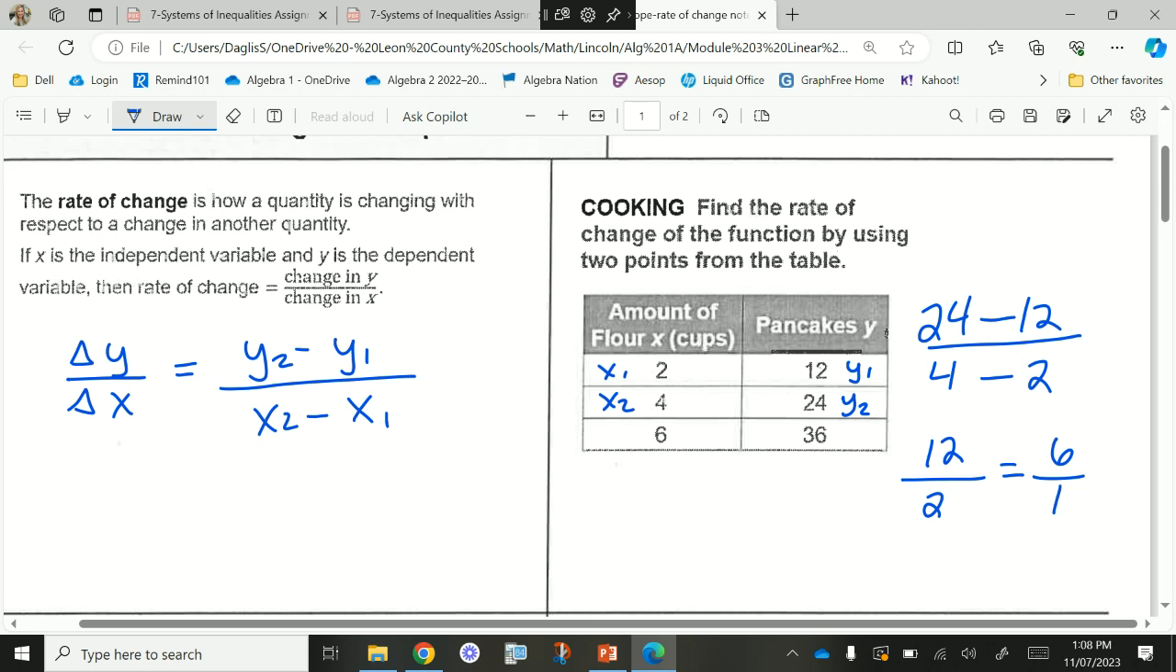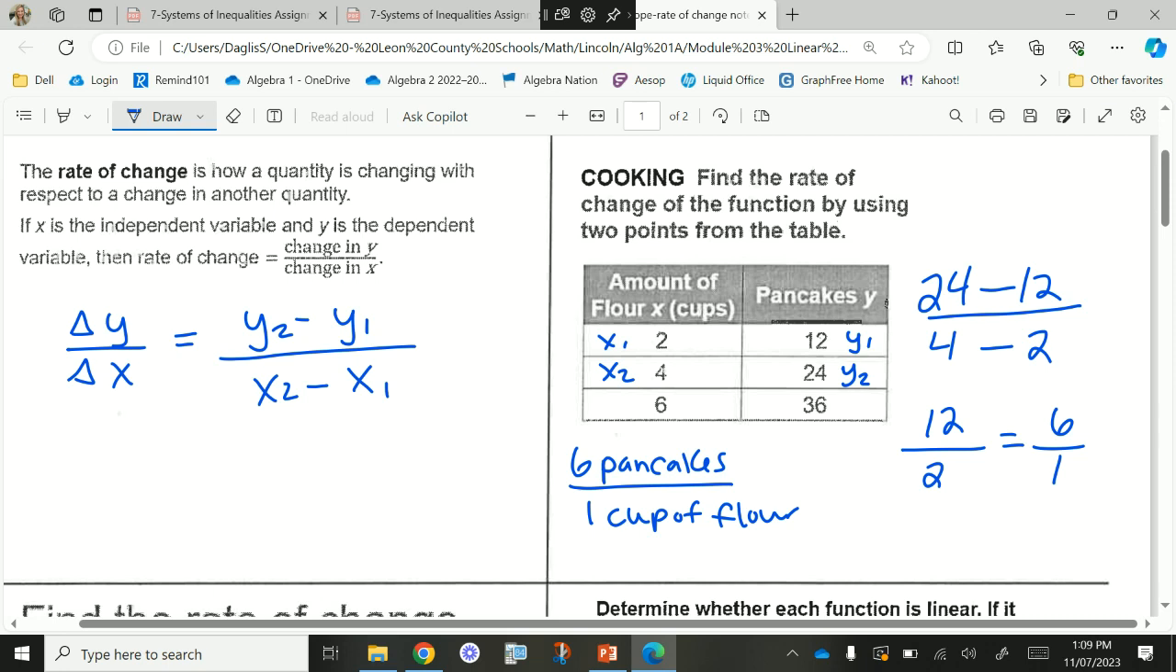Okay. So what does that mean? My Y's are pancakes, right? So this is 6 pancakes. We're going to give things words now. For 1 cup of flour. See how those relate to each other now? So how many pancakes can I make with 1 cup of flour? I can make 6. See how that works? If you like cooking or that's something you get involved with later in life, this happens a lot. Lots of ratios.